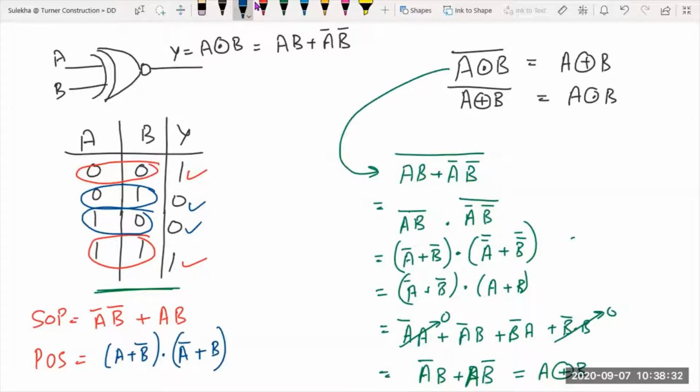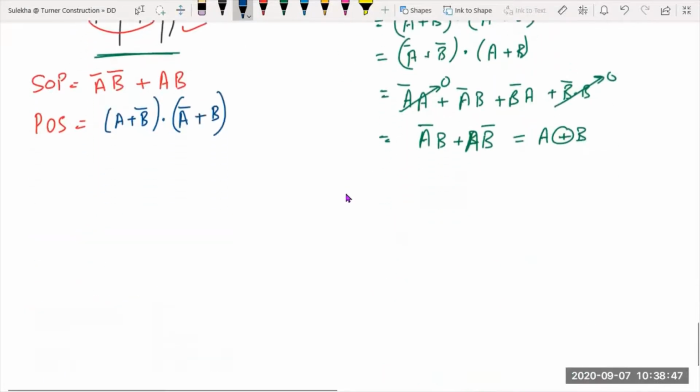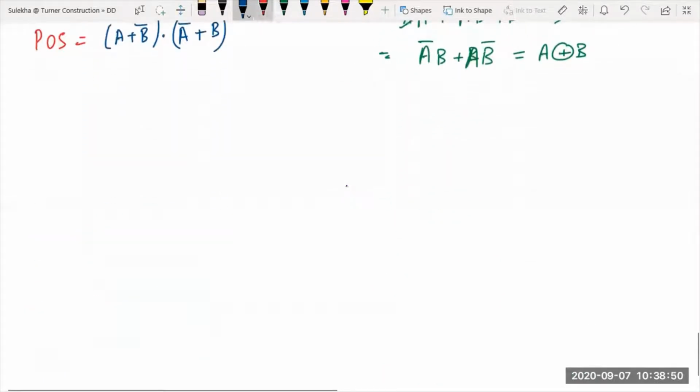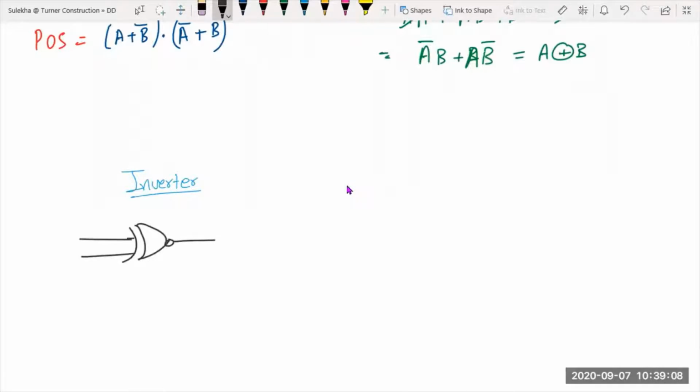After having information about the two input XNOR gate, we can also interpret this XNOR as an inverter or as a buffer, as in our previous case. When we want to design an inverter, you need to take that XNOR gate and give A as one input and B as 0. If you substitute B equal to 0 in AB plus A bar B bar, you will get A bar at your output.